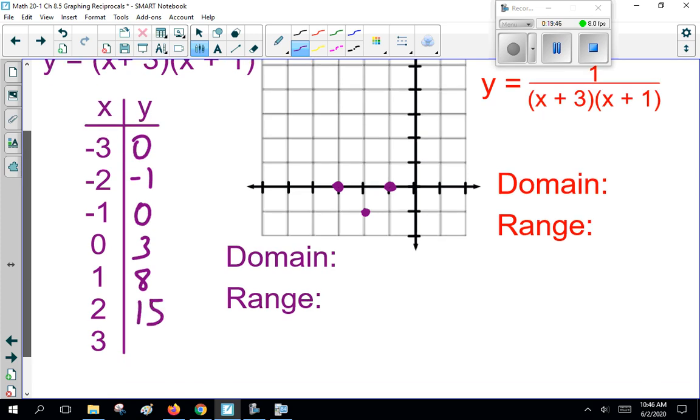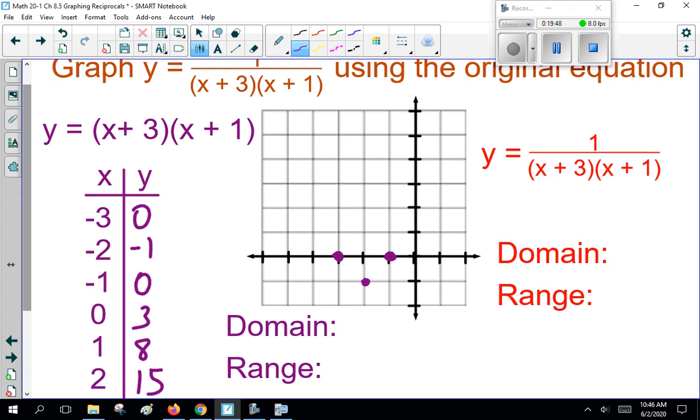Now I don't care about 3. So we'll get a graph like this. Negative 1 is going to be 3. And it's going to keep on going. So the original graph goes like this. Symmetrical, it's going to be like this.